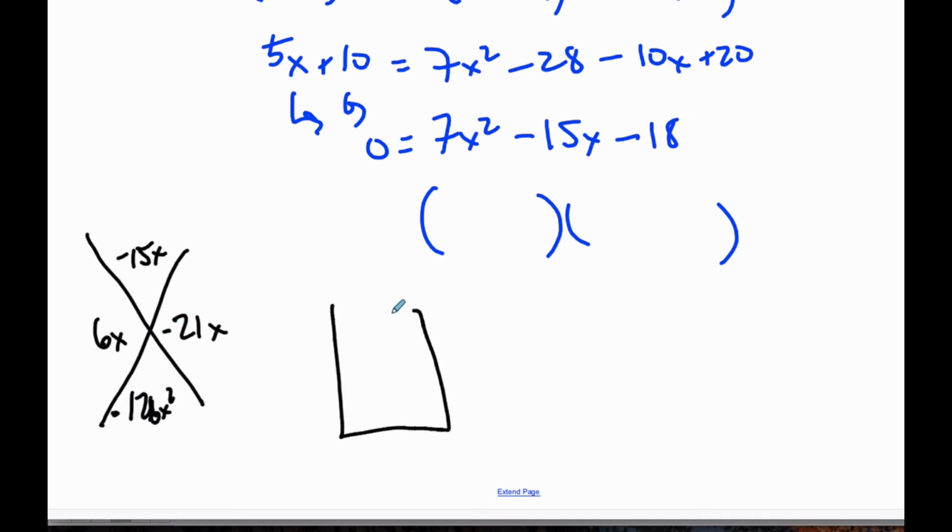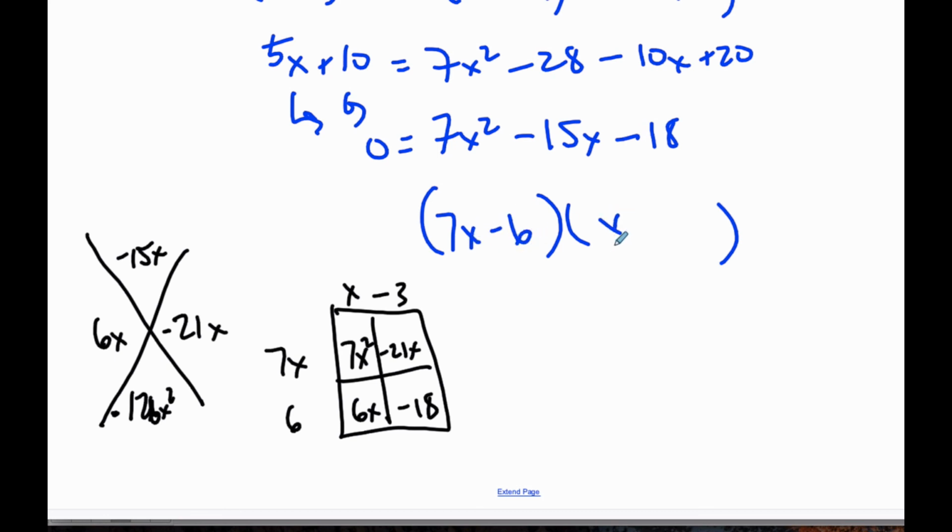I then can go to my box. And I know 7x squared and 18. And then these two make up these two boxes, negative 21x and 6x. I pull out my common factors. Here is going to be a 7x. Here is going to be a positive 6. Here is going to be an x, and here is going to be a negative 3. So going to my factors then, it's going to be 7x minus 6 and x minus 3 equal to 0.